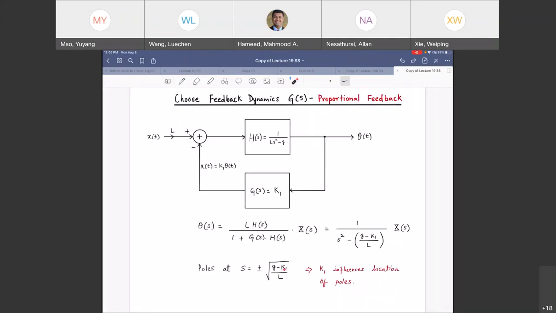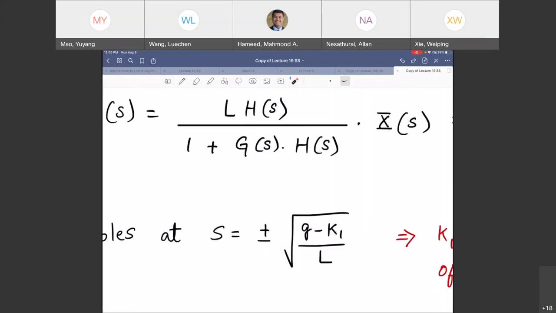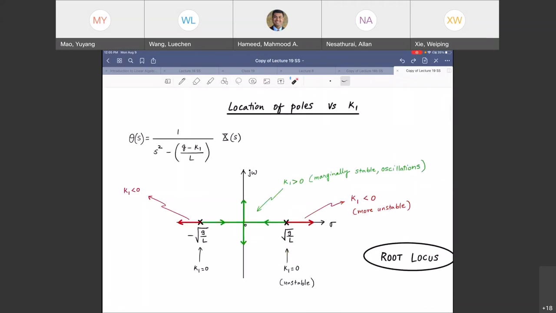But if I go low, K1 less than zero, what would happen then? If I go K1 less than zero, then I'm still real. I will be real, but I will keep getting the square root of g minus g0 divided by l, plus or minus, but I will always have this real pole, the real part being positive in that case. So let's take a look. If K1 influences the pole, what I'm trying to sketch out over here is called the root locus.